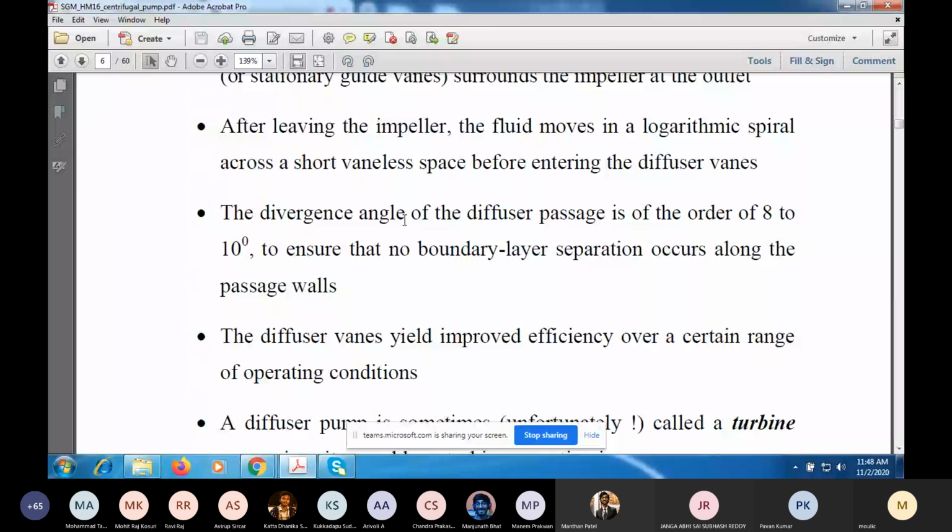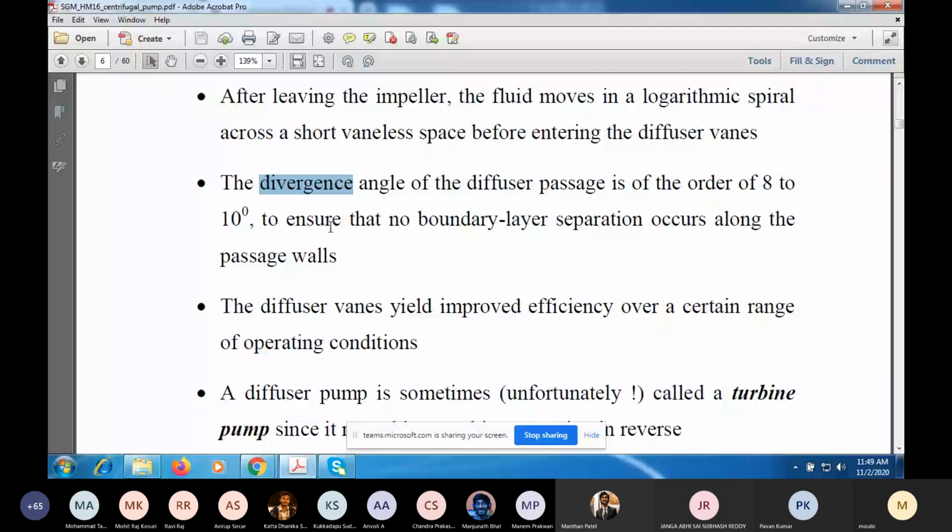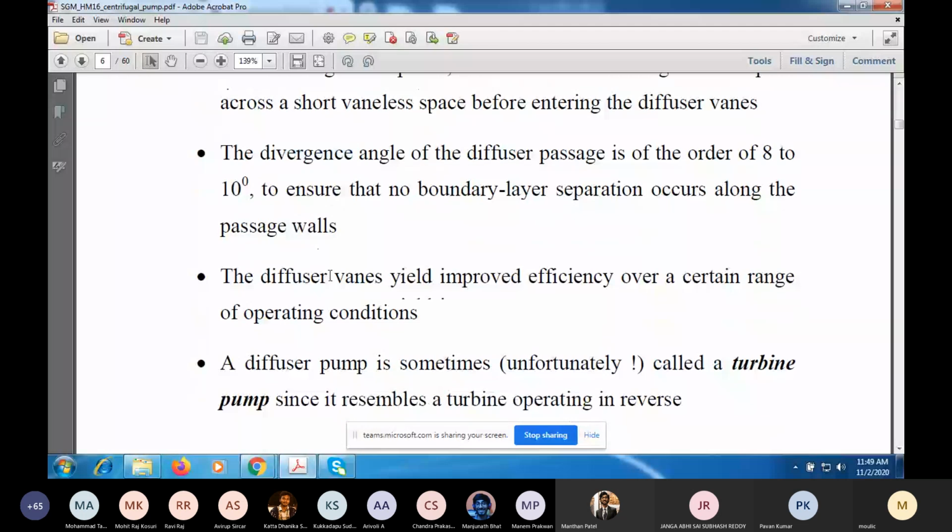If it's more than that, a phenomenon which you may have studied in your fluid mechanics course called boundary layer separation will occur, and this will reduce the efficiency of the pump. So you cannot make the divergence angle too large. It should be smaller than 8 to 10 degrees. So the diffuser vanes yield improved efficiency compared to the other type of pump which we call the volute pump. This is over, of course, a certain range of operating conditions.